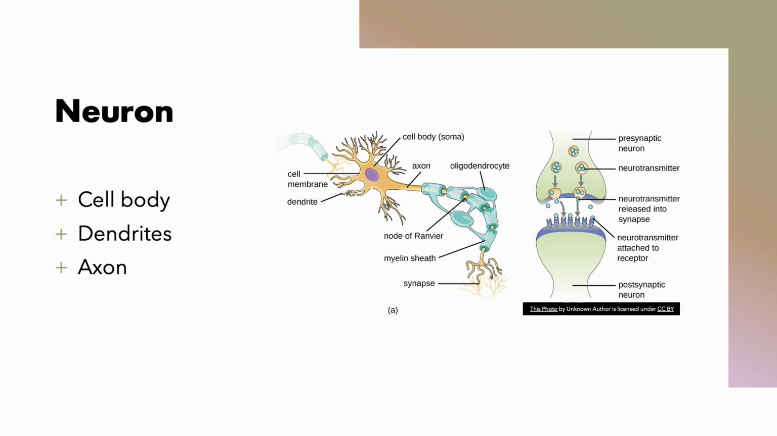The cell body, also known as the soma, is made up of the nucleus and the cytoplasm within the cell membrane. Dendrites receive information to conduct impulses toward the cell body, and the axon sends or conducts information away from the cell body.